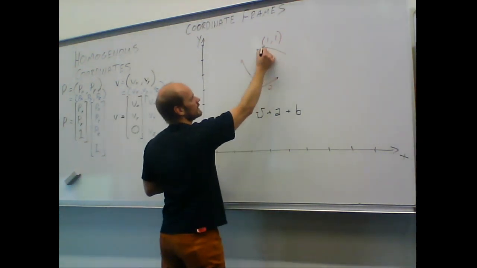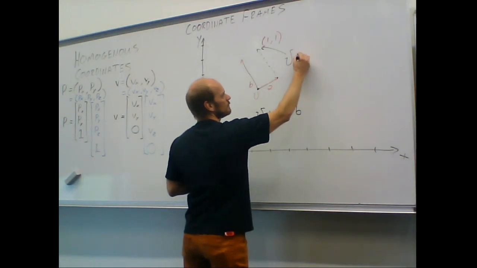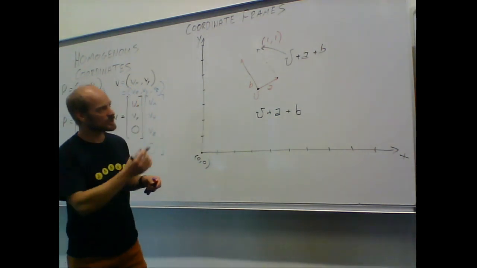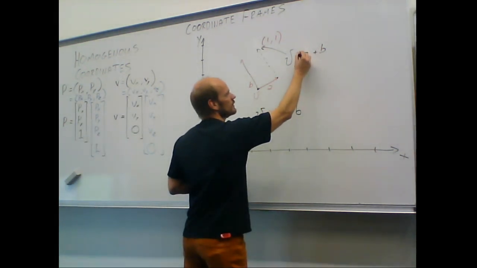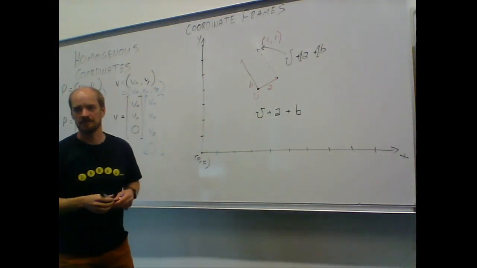But the same point in the global coordinate frame is the point of origin plus A plus B, which is actually plus 1 times A plus 1 times B.